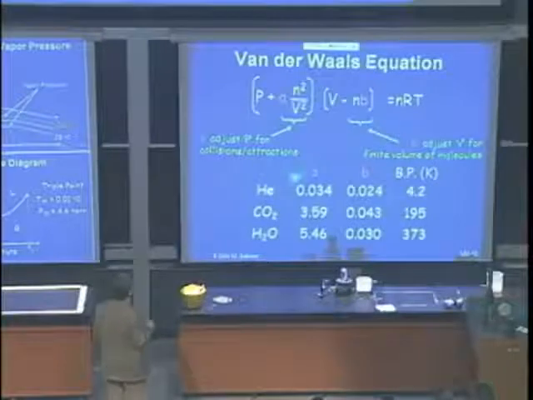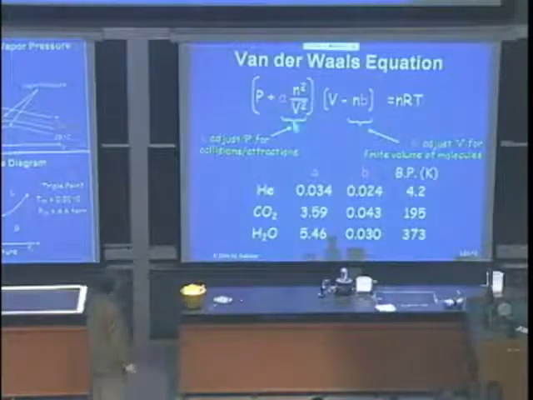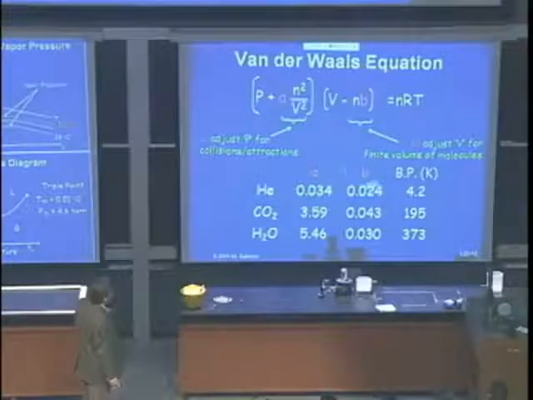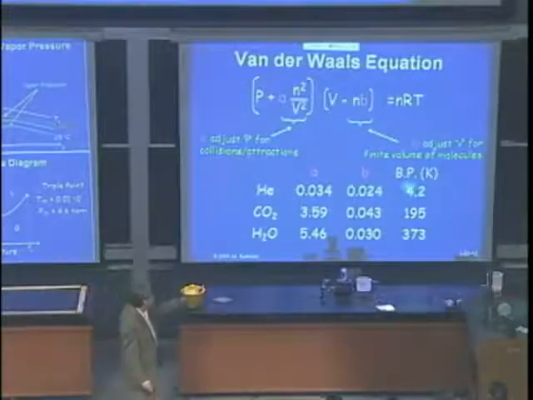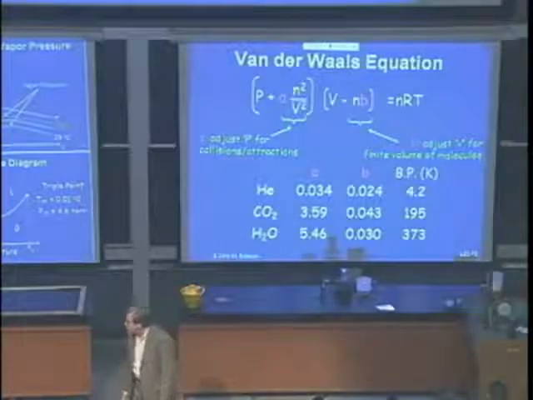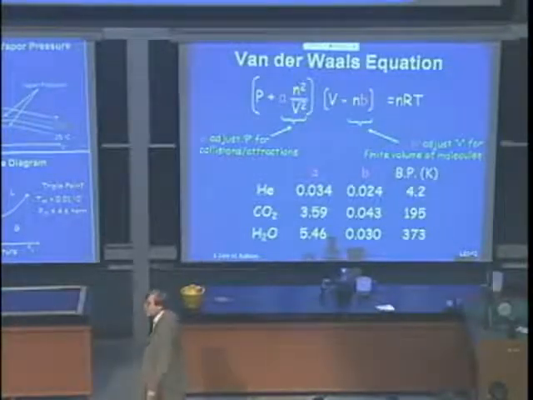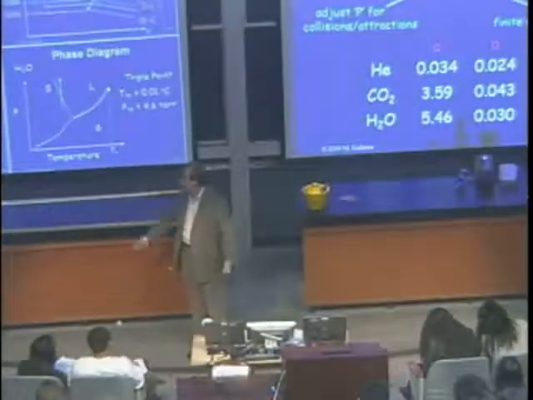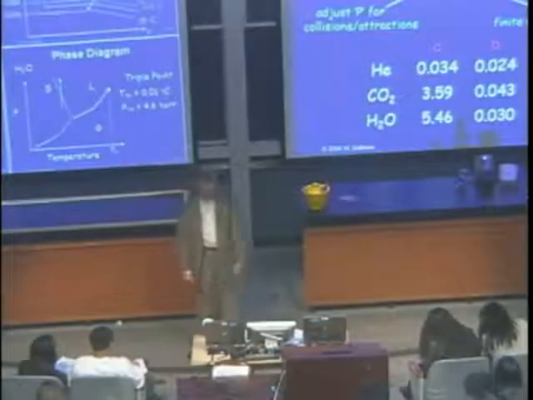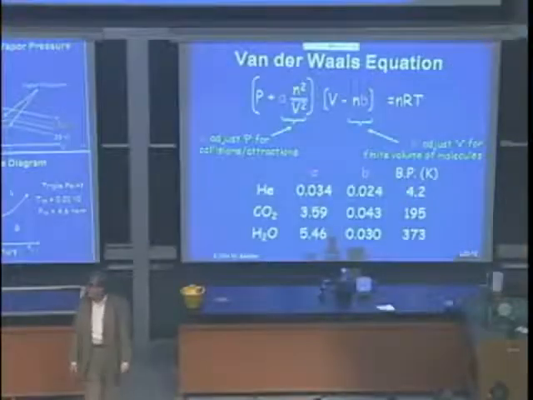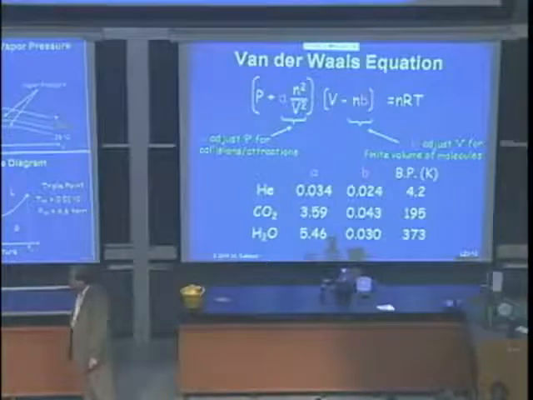So you adjust P for the collisions and attractions, and you adjust for the finite volume of the molecules. And with this, you look up, for example, helium, A is 0.034, very, very small, and B is 0.024. And you see, the boiling point is 4.2 Kelvin, all right? Above that, helium behaves like an ideal gas. So helium is essentially an ideal gas. Only if you go below 4.2 Kelvin does it behave like a real gas, okay?